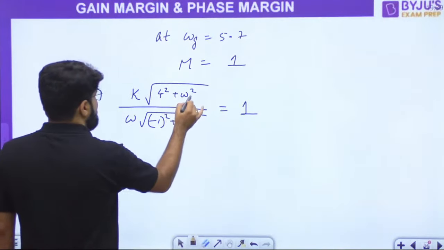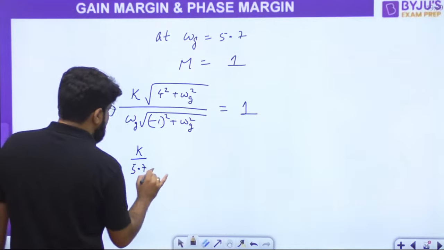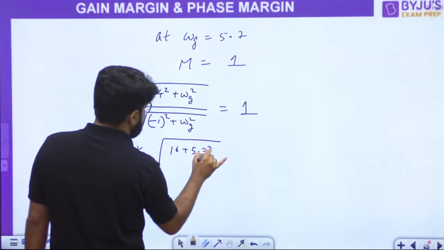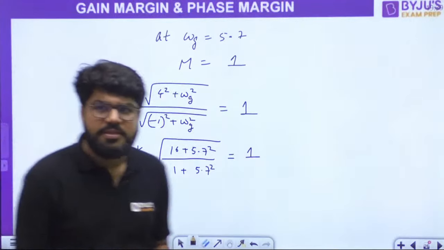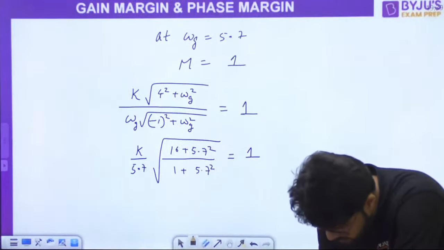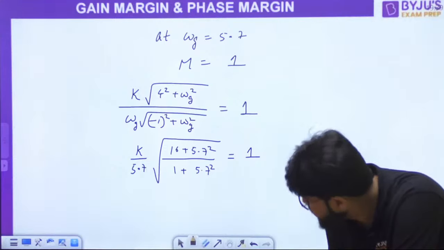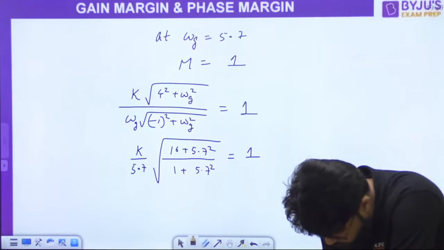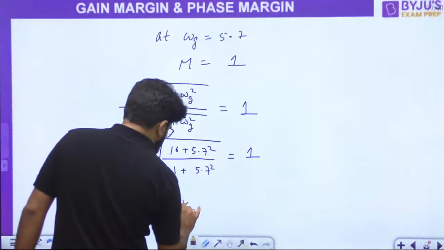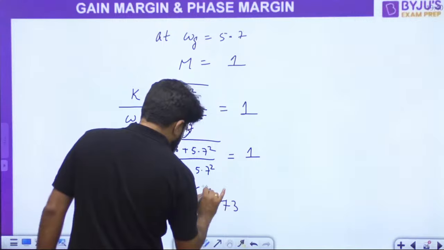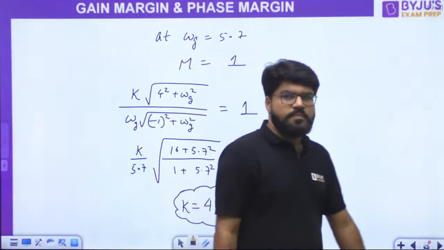Placing the value of ω_g, K divided by 5.7, and under the root you have 16 plus 5.7 square upon 1 plus 5.7 square. This should be whole equal to 1. Find out the value of K. Just solve it and complete this calculation, everybody, and write down the value of K. Yes, finally solving, the value of K turns out to be 4.73. The value of K is 4.73, everybody. Okay.